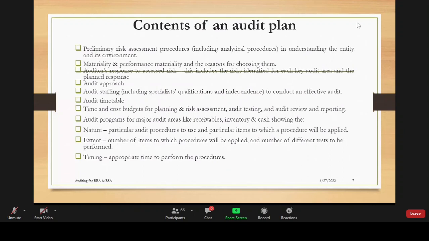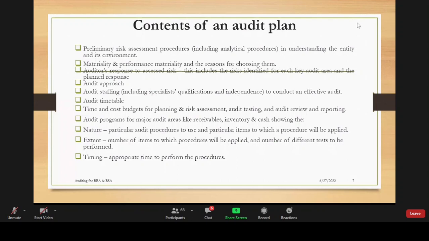So what do you need in an audit plan? You'll have to put in your risk assessment procedures, what you've done. You'll have to look at the materiality levels. Materiality levels are those levels where you set out, this one we want to look at, this one we shall look at. Then what you have from your risk assessment: what have you identified as the more risky areas, and what are you going to do about it? What is your planned response? What approach are you going to take? The staffing you need, and their qualifications.